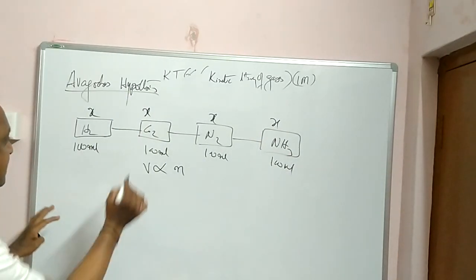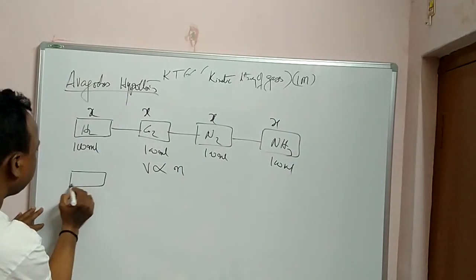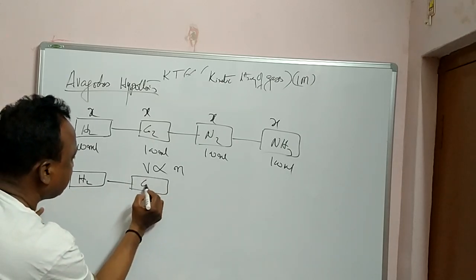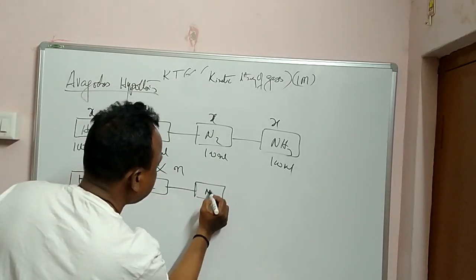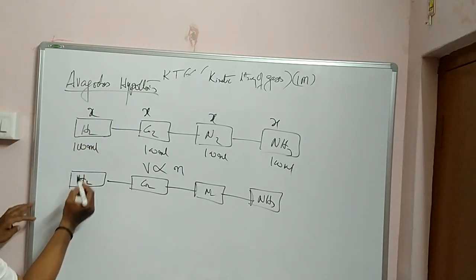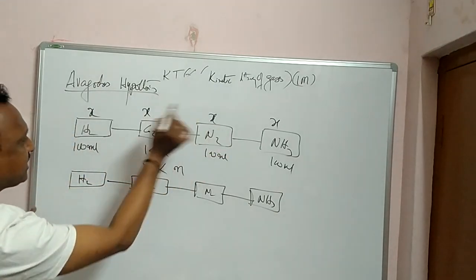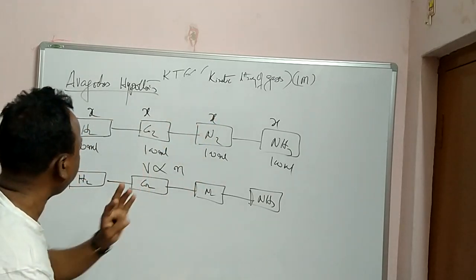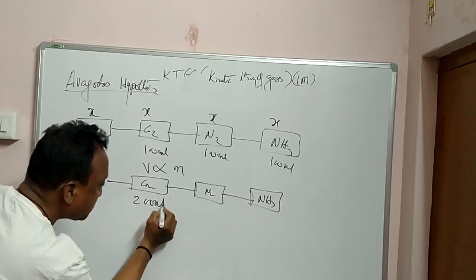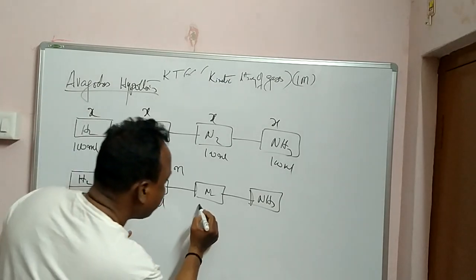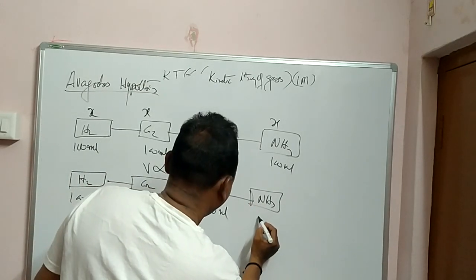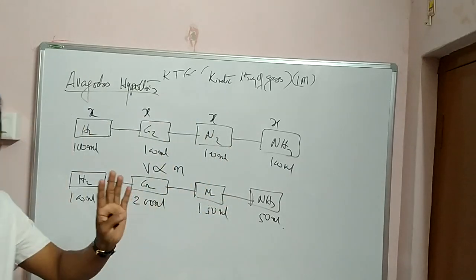Suppose I interchange this: H2 gas, CO2, N2 and NH3. Initially equal volumes were taken with X moles, say 100 ml each. Now I change CO2 to 200 ml, N2 gas to 150 ml, and NH3 to around 50 ml. Now can you tell me what the moles present are?